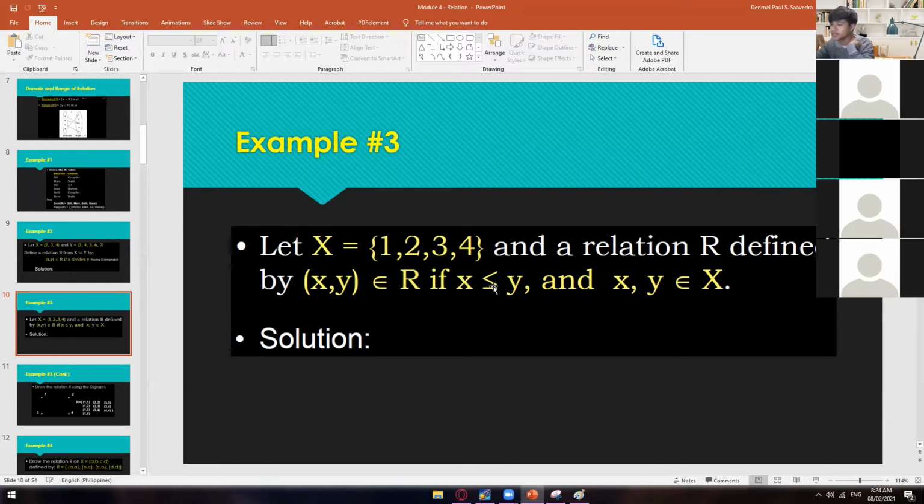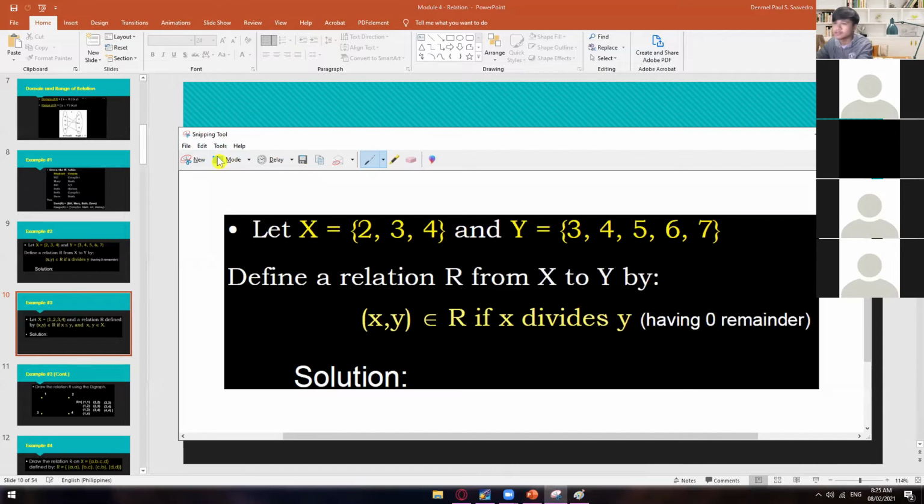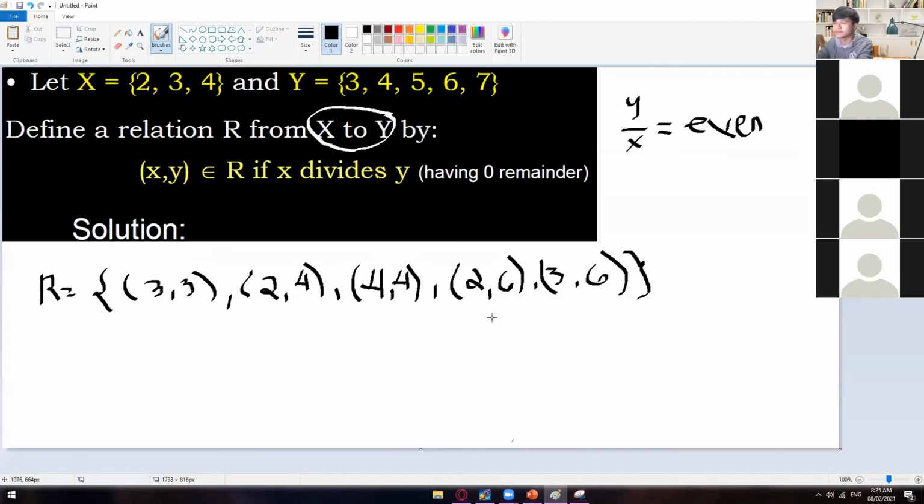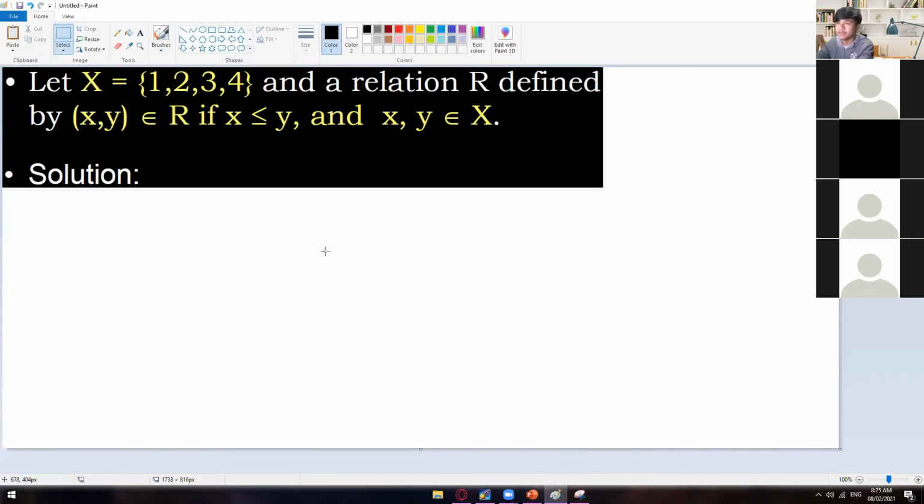So what is our next condition? x should be less than or equal to y. Actually, you can use the Cartesian product in here, since all of your coordinates will be coming from one set. So let me just copy this one and then paste it right here. So we have this condition, x should be less than or equal to y. So let's write those relations.